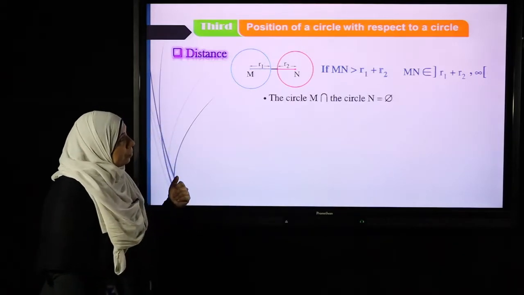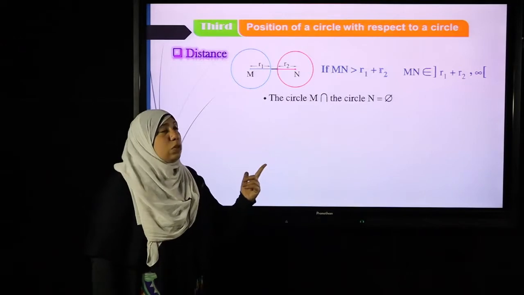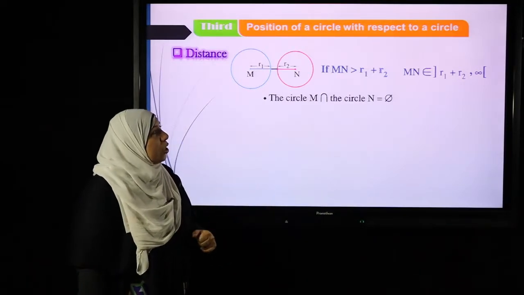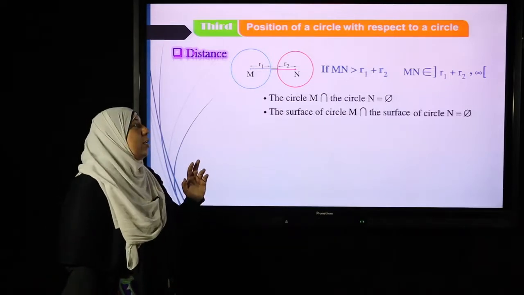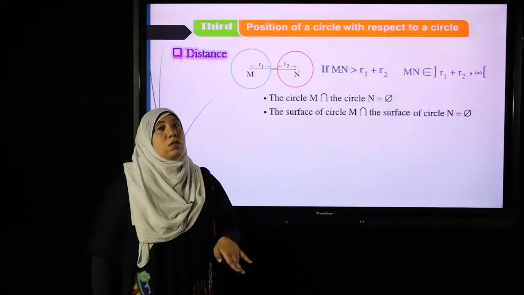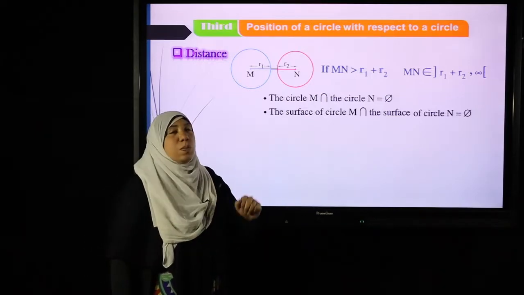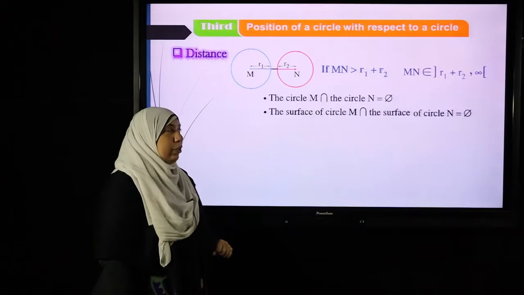I have here the 2 circles M and N that don't intersect at all, so the intersection between the circles is phi, and the intersection between the surfaces is also phi, and we know the difference between the circle and the surface of the circle.